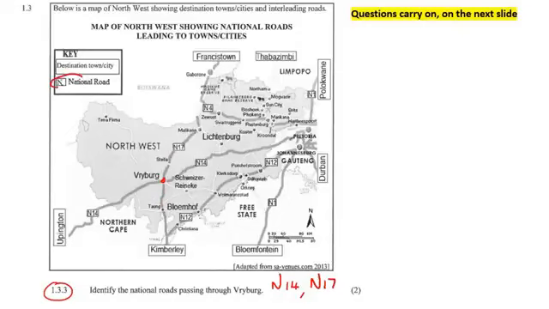Oh, and here they also remind us that a national road has an N. I think it's those two, hey, because this one over here is not a national road. This question says, write down the number of destination towns shown on the map.